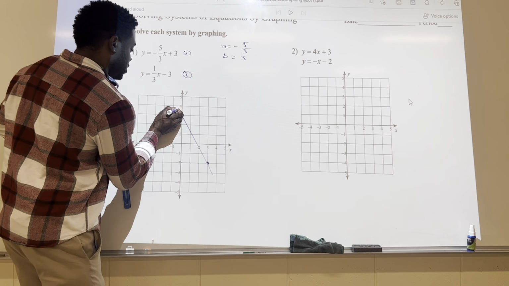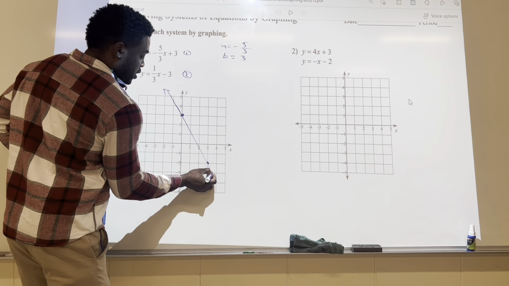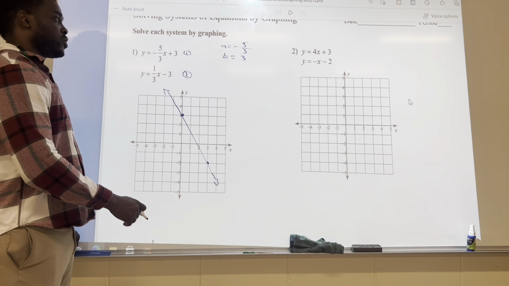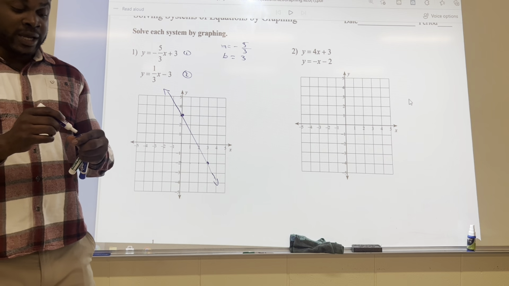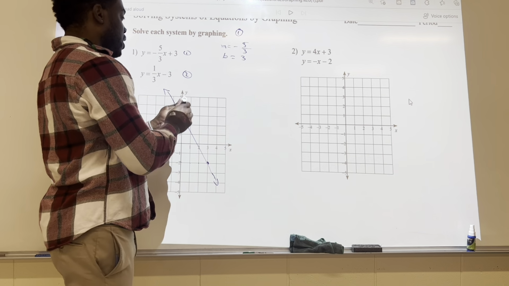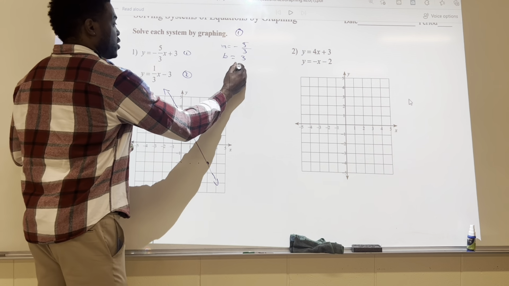I'm graphing my function, and you saw that it is a negative slope, right? I'm done with the first equation. So now, let's work on the second equation. So this is our first equation, and now we are working on the second equation.